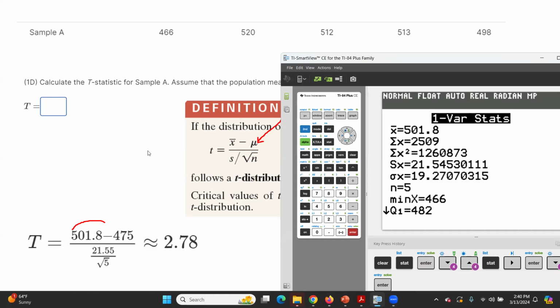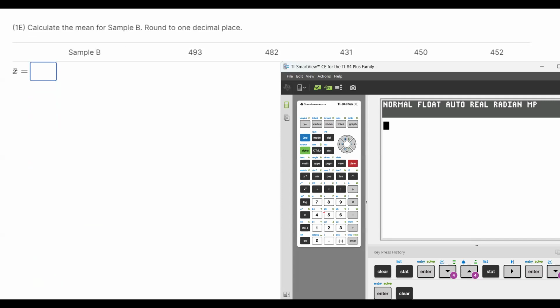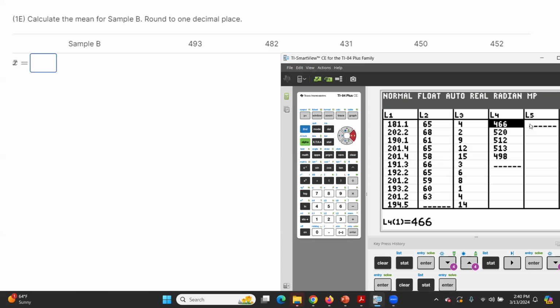So what's the next step? Let's take a look at sample B. This is sample B, and question says, find the mean and standard deviation of this sample now. So let me share the screen with you and show you how to use your calculator. You need to go to Stat, in Edit, go to L5, enter these numbers in L5.